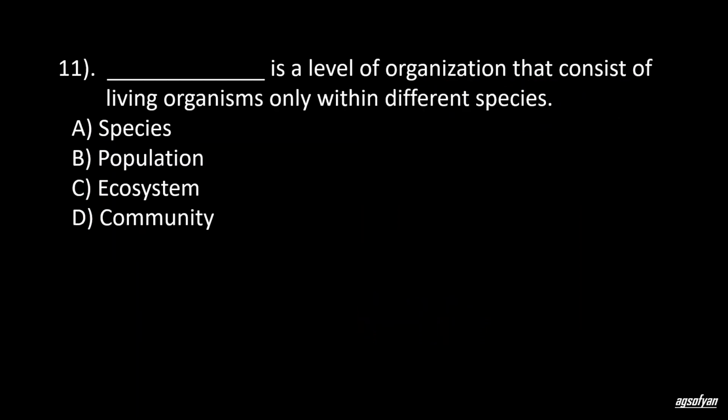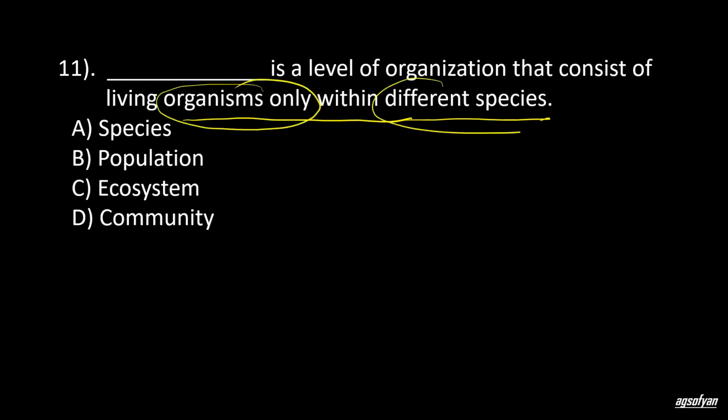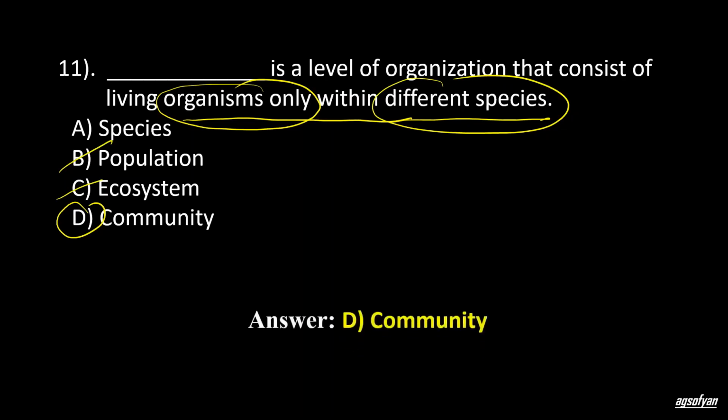Blank is a level of organization that consists of living organisms only, within different species. Species, population, ecosystem, or community? Already explained that if it is living organisms only and different species, it will be community, because the same species is population. Ecosystem is with living and non-living. So the answer will be the community.